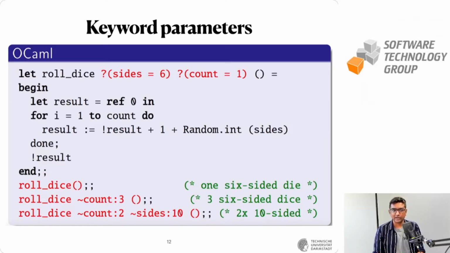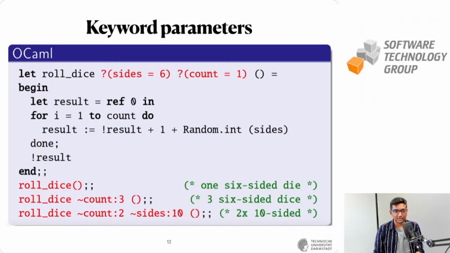Here, let's look at an example of keyword parameters from OCaml. Since we've not discussed many examples from OCaml, I'll go through this in a little more detail. So here is a function roll dice, which takes in two parameters, the number of sides of the dice and the count. Essentially what this does is it simulates rolling a dice with x sides, here 6 sides by default, n number of times, which is provided by count. So count number of times.